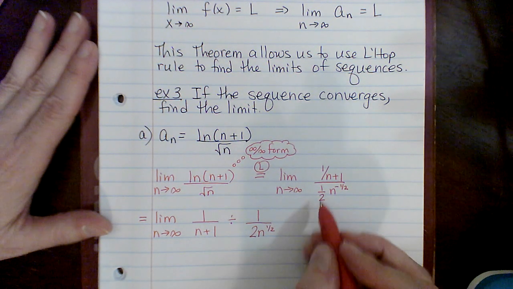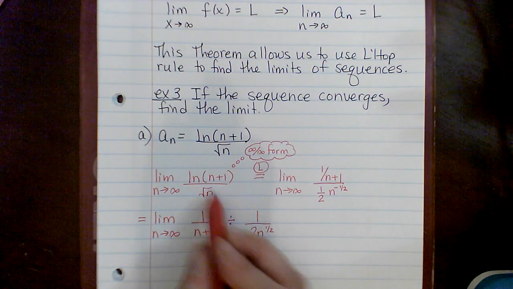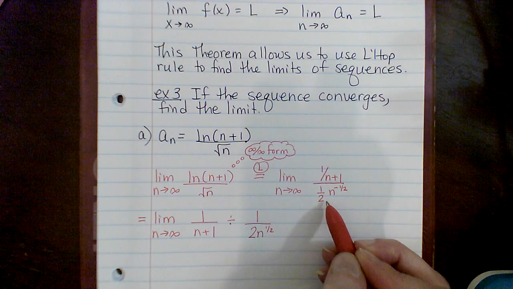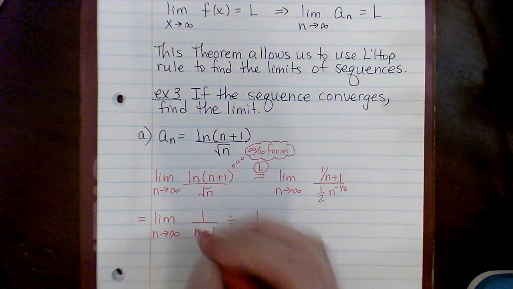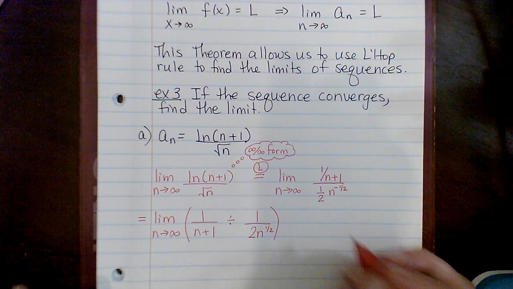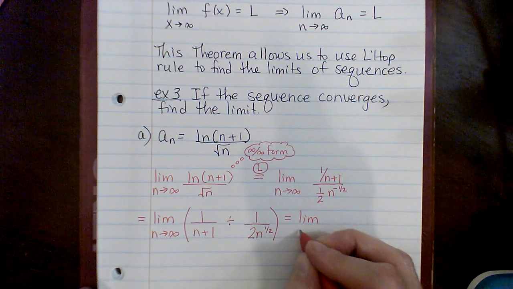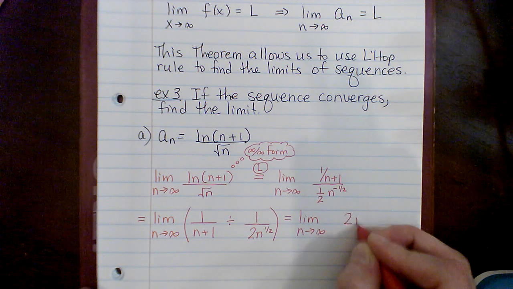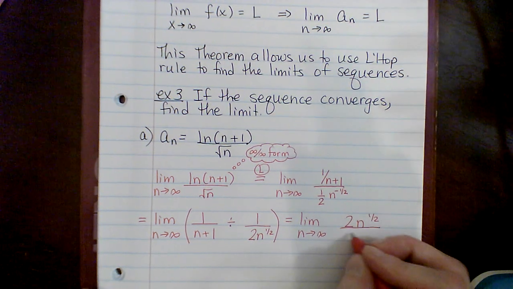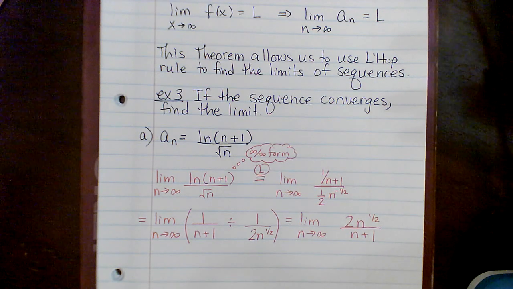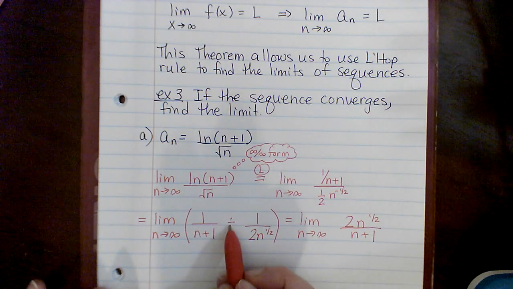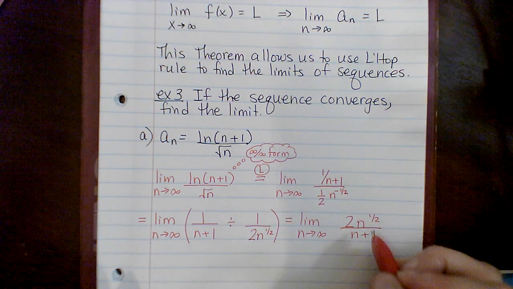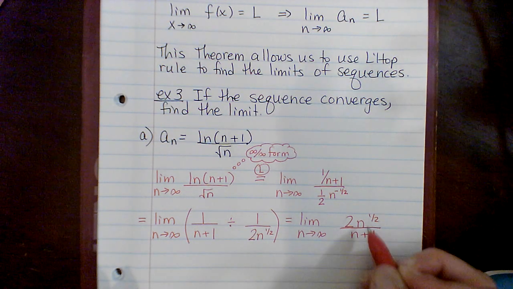See how the power rule, when I differentiated that, gave me 1/2 n to the negative 1/2. I just moved that negative 1/2 down there with that 2. So dividing those two is the same as multiplying by the reciprocal of this fraction. So that's going to give me 2 n to the 1/2 over n plus 1. All I did was multiply by the reciprocal, because that's the same as dividing by that fraction. Oh, Lord. Okay, so again, we get infinity over infinity.